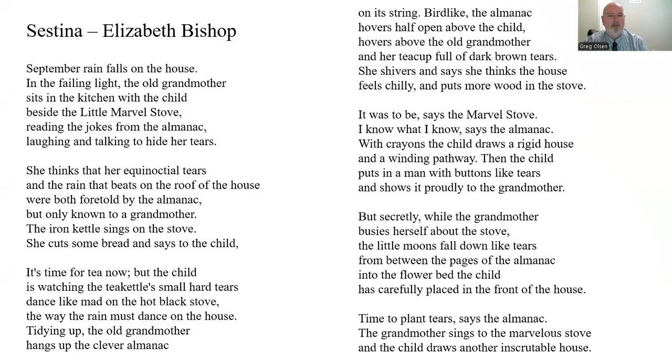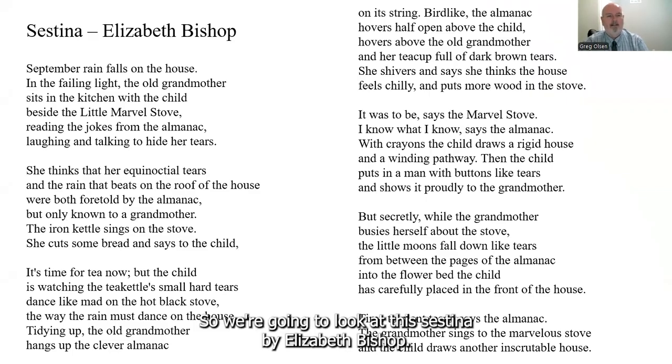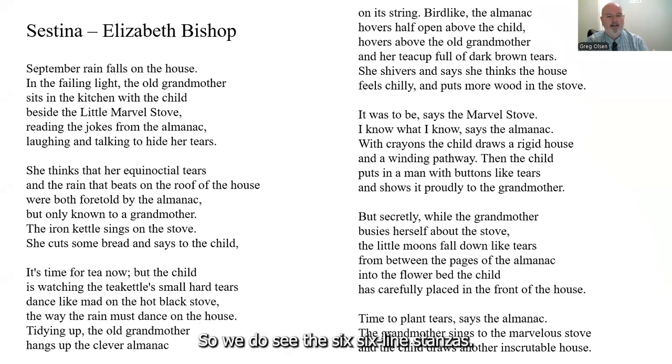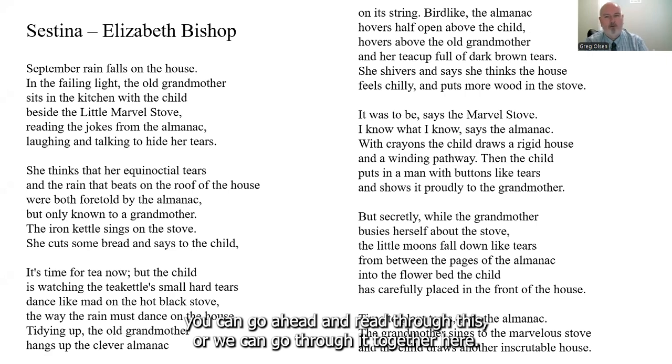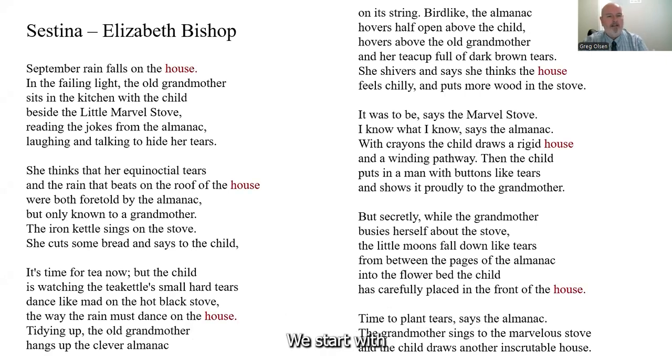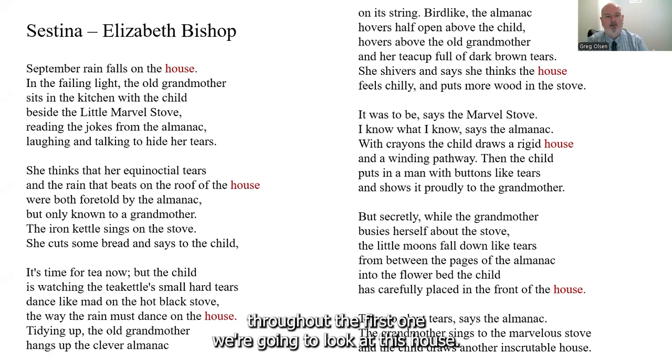We're going to look at this sestina by Elizabeth Bishop. So we do see the six-line stanzas, and then we get that three-line ending. Now, if you want, you can go ahead and read through this, or we can go through it together here. We start with the repetition of six words throughout. The first one we're going to look at is "house."